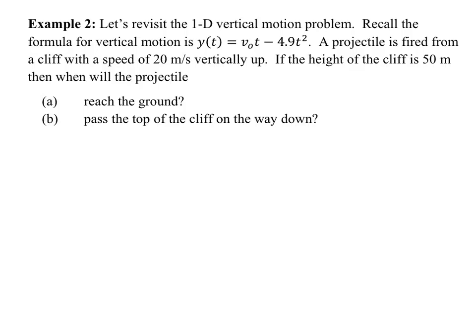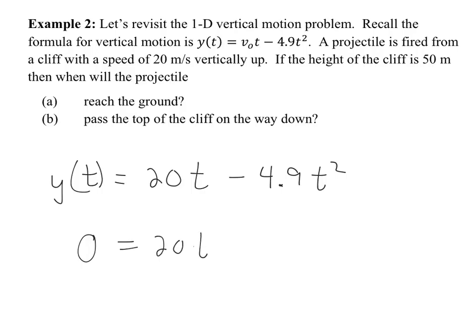But in this case, we're going to see that when you plug in that 20 for V0, right, our equation becomes this. And if I want to know when it's going to reach the ground, what's the height of the ground? If the object starts on the ground, gets launched up, comes back down to the ground, what is the height of the ground? 0. So part A is saying, you know what? Let's find the zeros of this function.